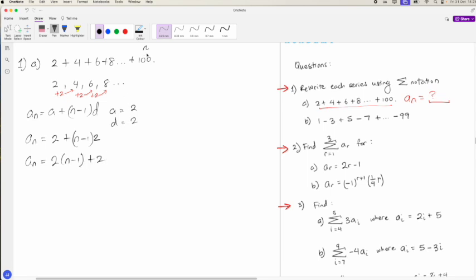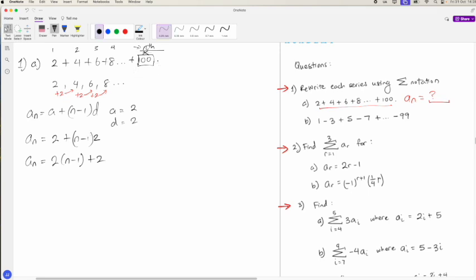Now, when I say think of this as n, I don't mean put 100 in the place of n. No, I don't mean that at all. What I mean is this is the first term, the second term, the third term, the fourth term. So this is the nth term. 100 is the nth term, right? So we want to find out what n is. What is the last term? Is it the 20th term, right? So this is actually a to the n, and we want to find what n is.